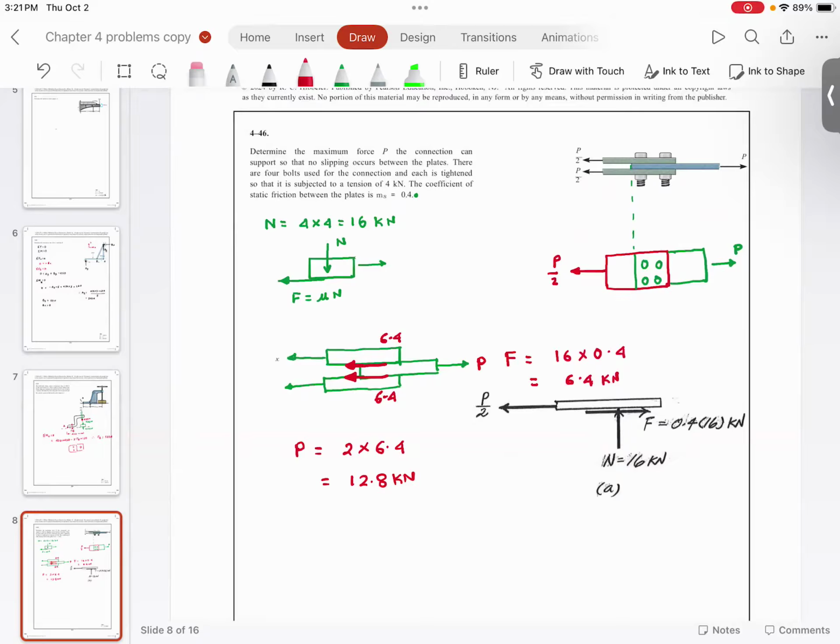So 12.8 kilonewton on this side and 6.4 kilonewton here, 6.4 here, and 12.8 kilonewton over here. So this is the maximum force that this can withstand. As soon as your P exceeds this 12.8, the block will start sliding.